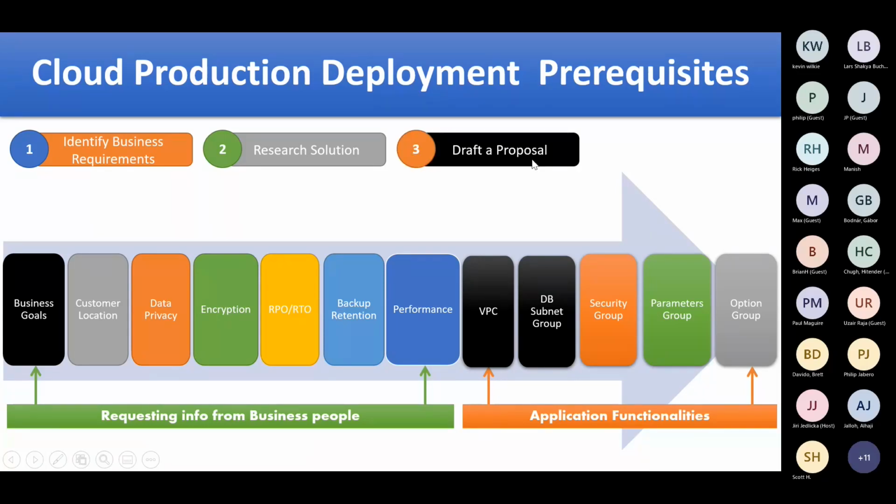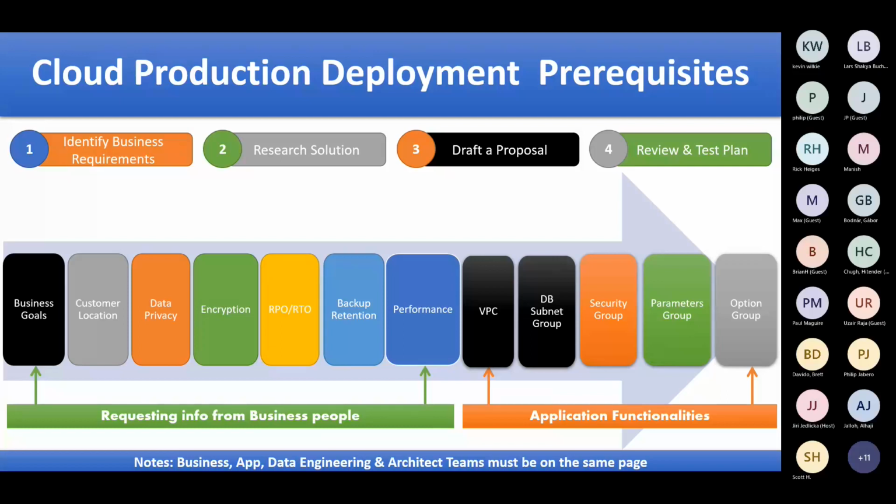The proposal, I normally give them two. One where cost is number one priority, performance and availability are second priority, and then another one where performance and availability are number one priority and cost is second priority. And then you have to review and test your plan. And here's the thing, you cannot do it by yourself. This is the whole team.